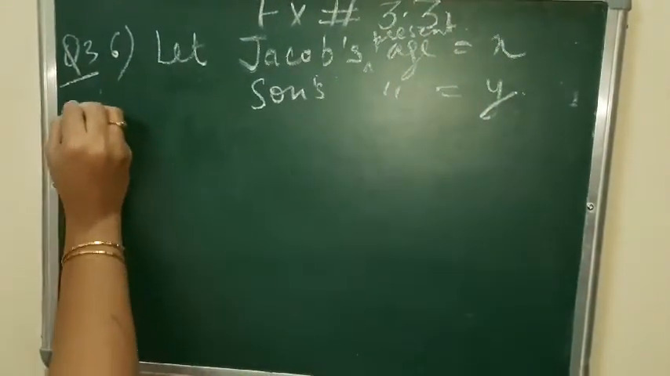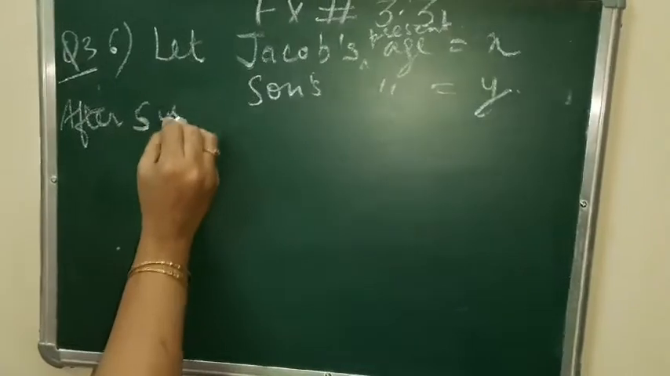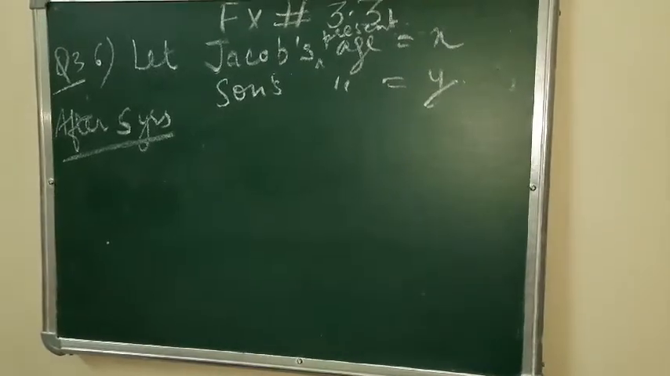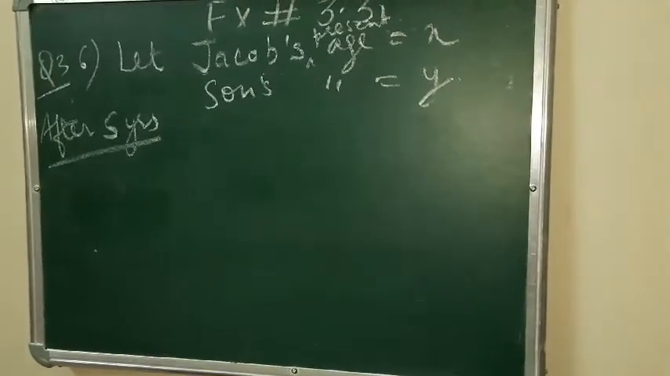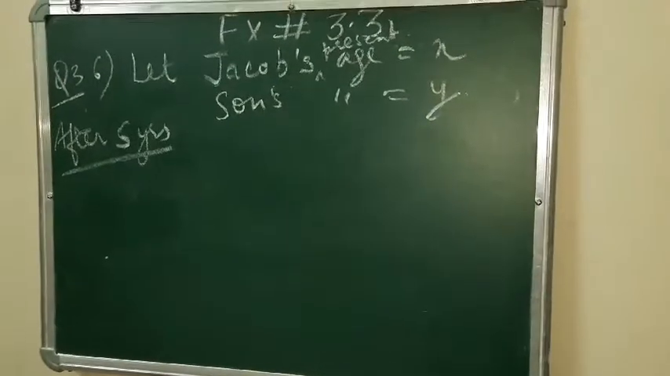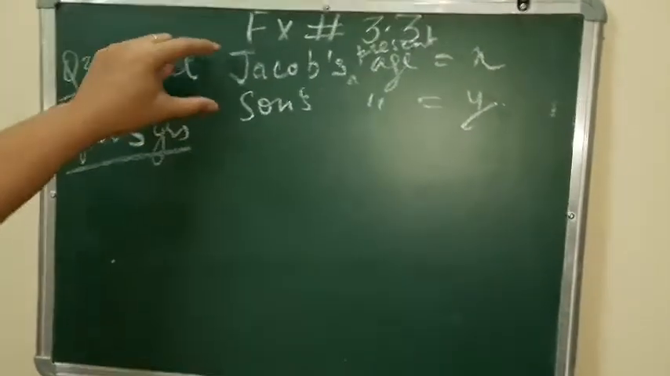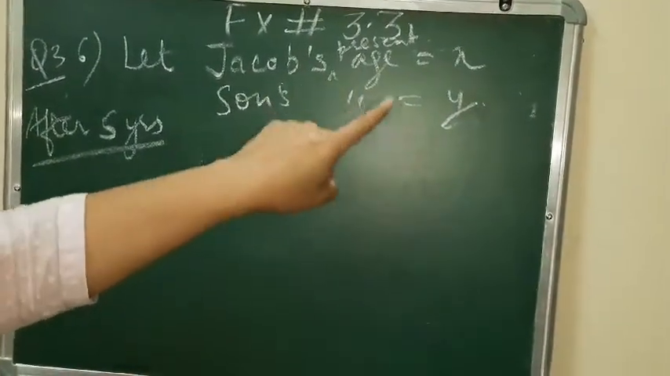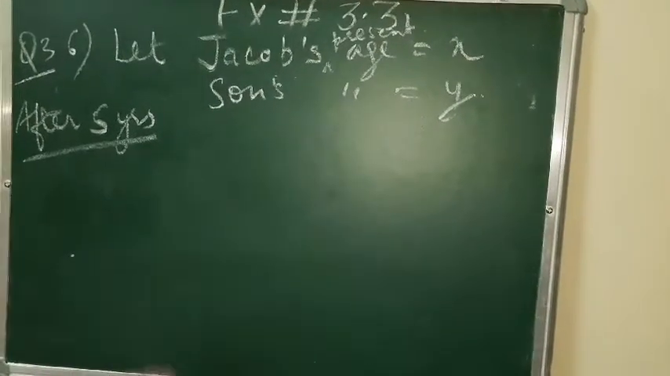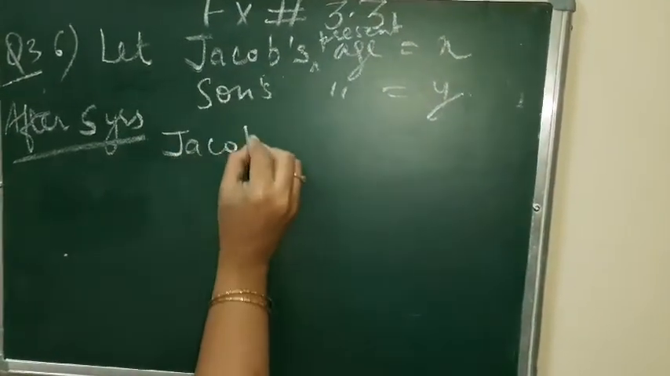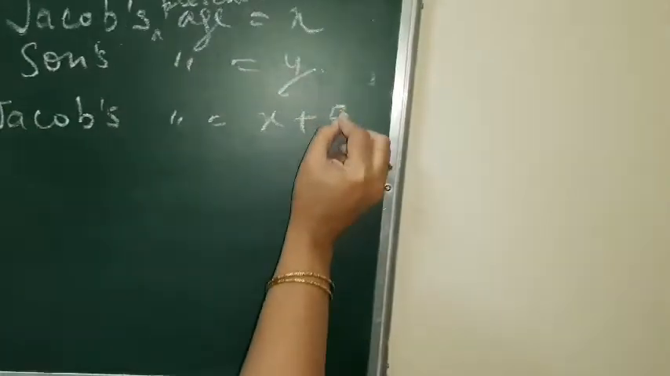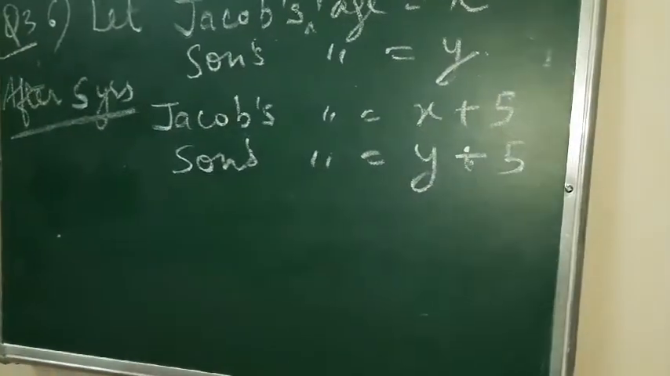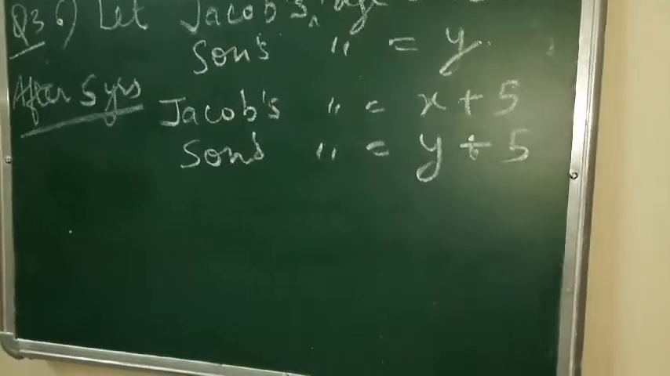If present age is x, what will be his age after 5 years? Now suppose you are now 15 years of age. What will be your age after 5 years? 20 years. And if your brother or sister is 12 years now, after 5 years, what will be his age? 17 years. So both Jacob and son will be 5 years more than their present age. So after 5 years, Jacob's age will be x plus 5 and son's age will be y plus 5.